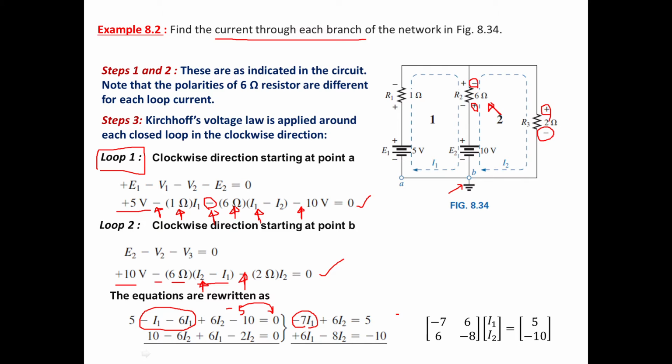Now these are the two equations. And I am representing the two equations in the matrix form. I am not going to repeat this. I have done this many times now. You should be aware. So I am just representing these two equations in the matrix form. After you have the matrix form, we can use Cramer's rule or the method of determinants to solve this equation and find the value of I1 and I2.